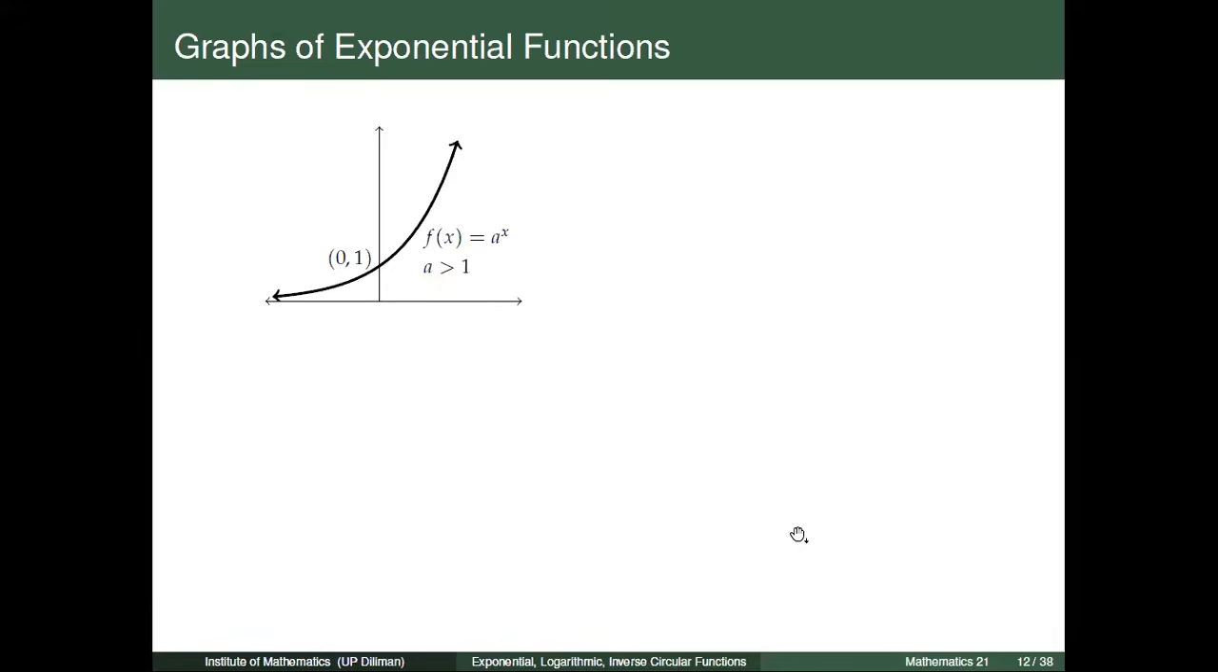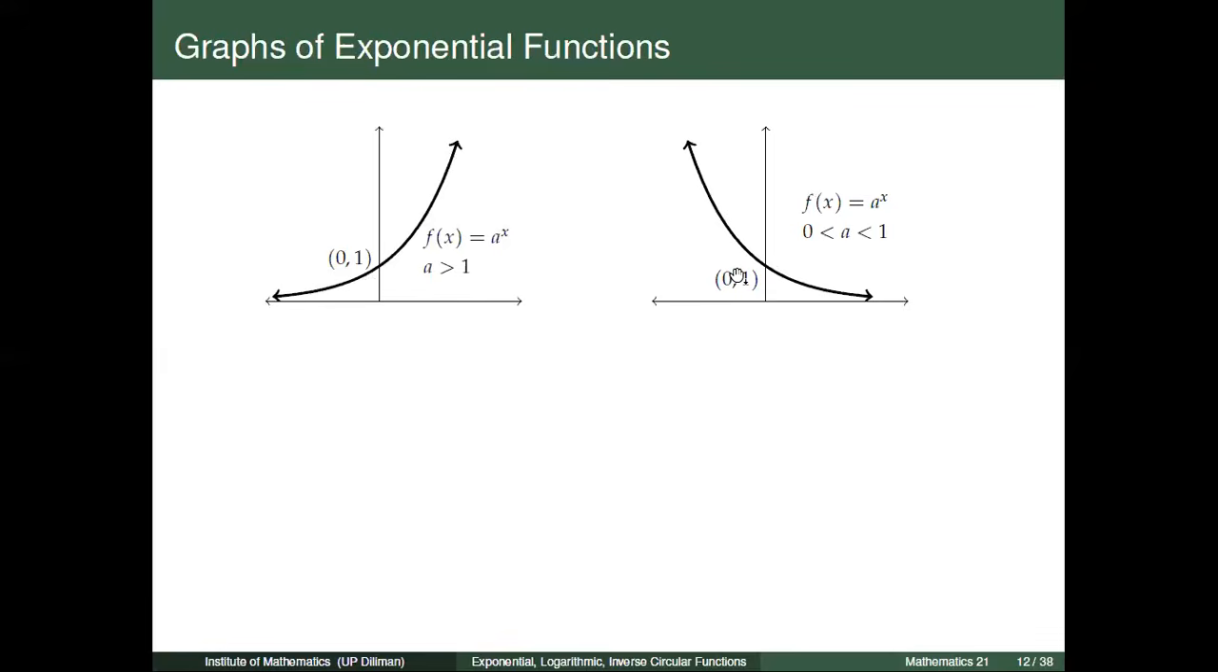Now, this is the graph of an exponential function with base greater than 1. It rises from left to right. On the other hand, when the base is between 0 and 1, the graph descends from left to right. In both cases, the graphs pass through 0, 1 because a raised to 0 equals 1. And note that the graphs are asymptotic to the x-axis.